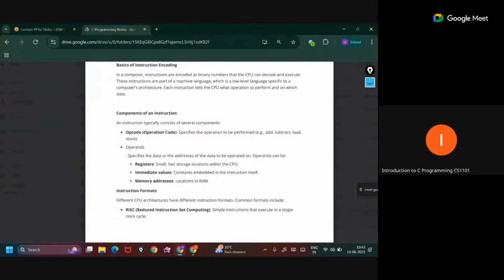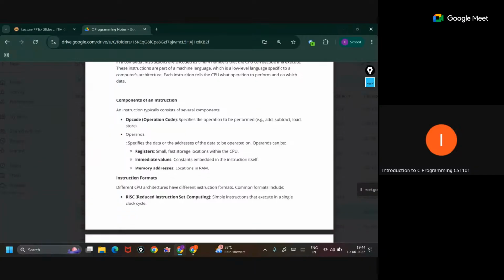Instructions will be in binary numbers. Memory address means what location it is in RAM, and an immediate value is a constant embedded in the instruction itself.